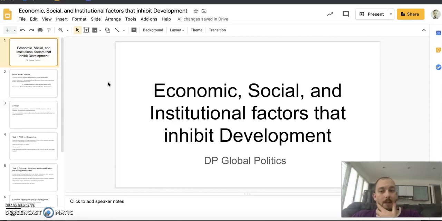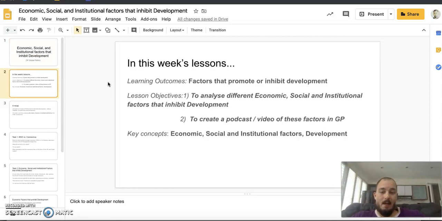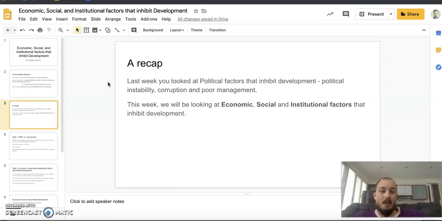So this week we're going to be looking at economic, social, and institutional factors that inhibit development. Last week you looked at political factors, such as political instability, corruption, and poor management. This week we're going to be looking at economic, social, and institutional factors that inhibit development.